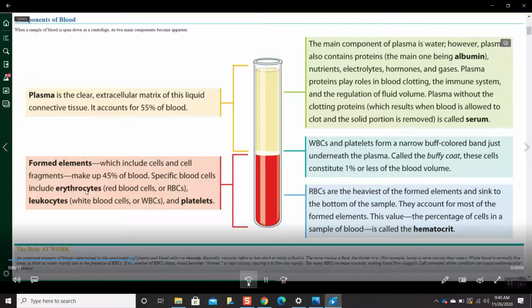You have your erythrocytes, which is another term for a red blood cell. You have your leukocytes, which is your white blood cells. The white blood cells are a formed element. And your platelets. Your platelets are responsible for clotting.